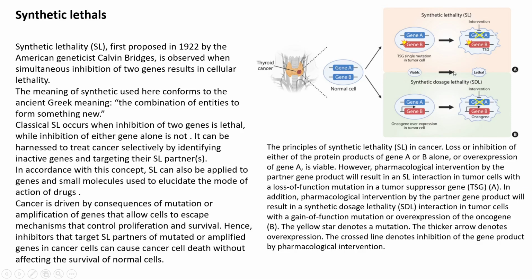So this is an example of cancer. The principle of synthetic lethality in cancer: loss or inhibition of either of the protein products of gene A or gene B alone, or overexpression of gene A is viable. However, pharmacological intervention by the partner gene product will result in SL interaction in tumor cells with a loss of function mutation in the tumor suppressor gene.